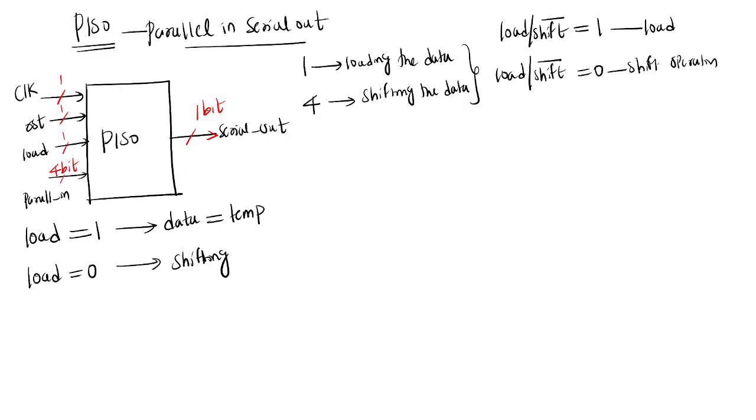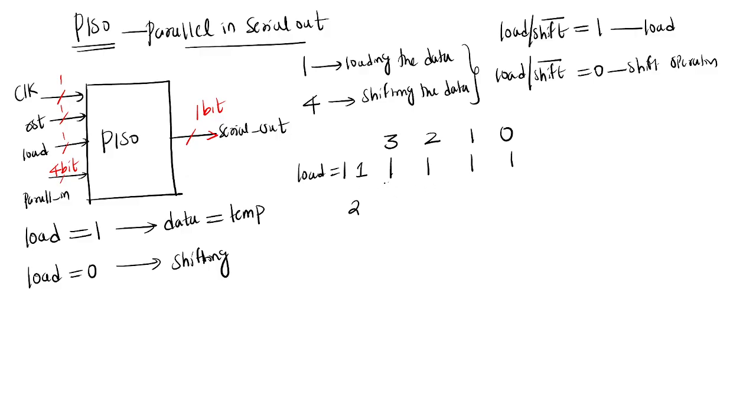First, you are loading the data. Suppose we take the index 3210. When load equals 1, you are loading the data. Let us take 1111, you are loading the data. That is the first clock pulse. At the second clock pulse, you are shifting the data.